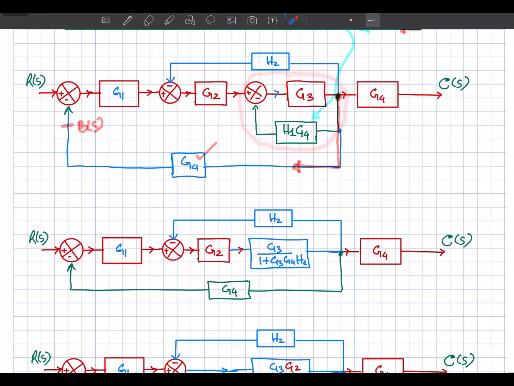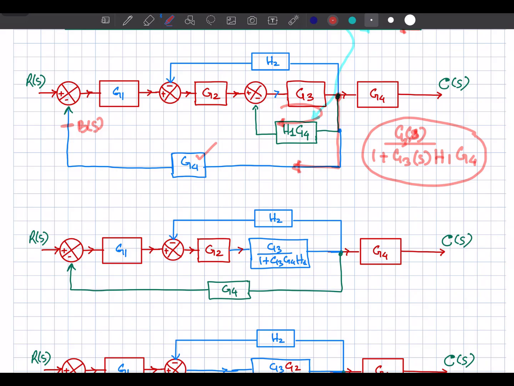So this is the feedback loop, here is the feed forward path, and the signal is being fed back over here through the transfer function H1 into G4. So what will be the net transfer function of this feedback loop? Using the basic rule, the forward path gain is G3 divided by 1 plus the loop gain, and the loop is G3 into H1 into G4. Definitely these are in s, meaning G3(s), H1(s) and G4(s). So this is the closed loop transfer function of this portion.